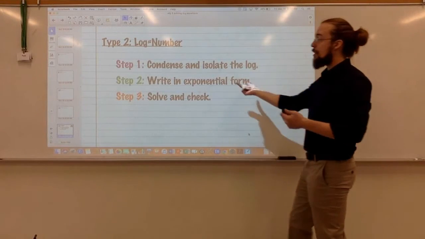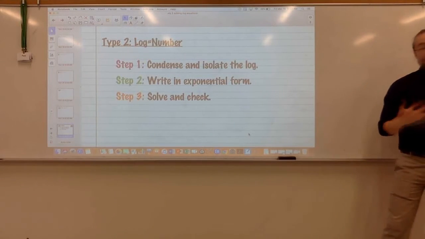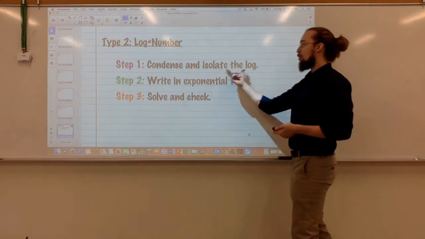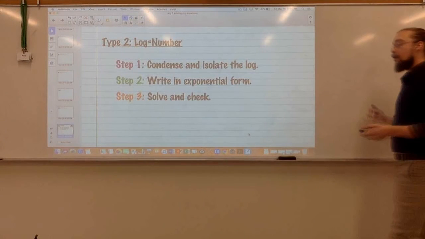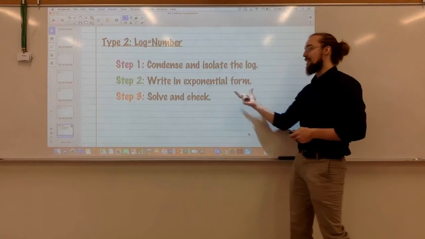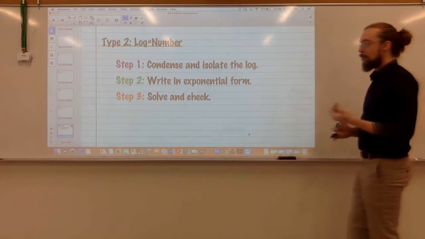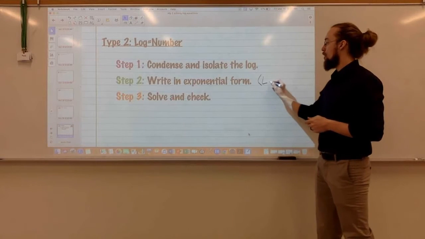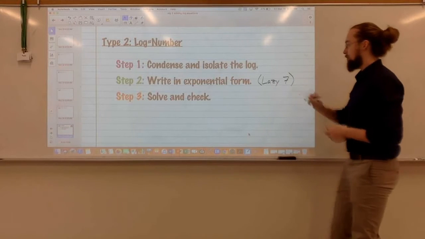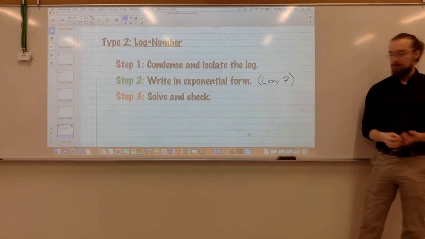So condense means there may be multiple logs on the left side of the equation. We would need to condense them into a single log. And then isolate, well, we could be multiplying the log by something or adding or subtracting something to the log. We would want to move all of that to the other side. Okay, that's what the isolate part is. Then, once we have just a single log equal to a number, I want to rewrite that in exponential form. Okay, this is what we talked about a couple of lessons ago. This was that lazy 7 thing. Okay, rewriting the log in exponential form. Then solve that equation and check for extraneous solutions.